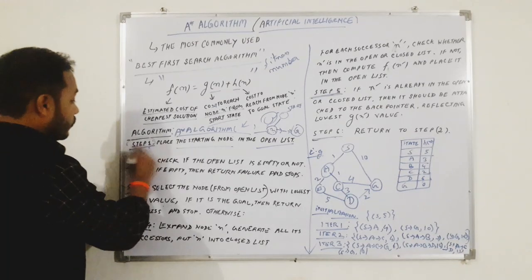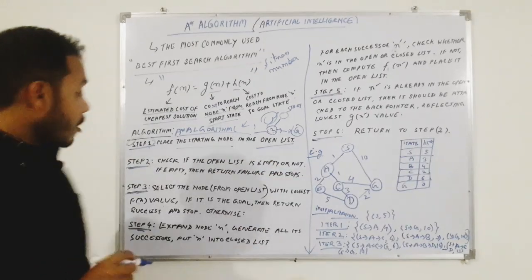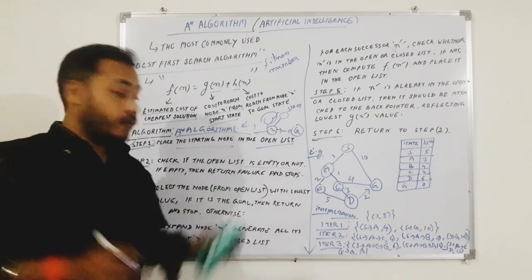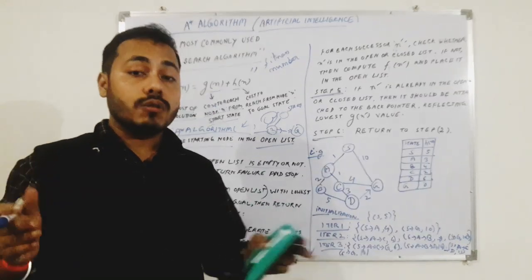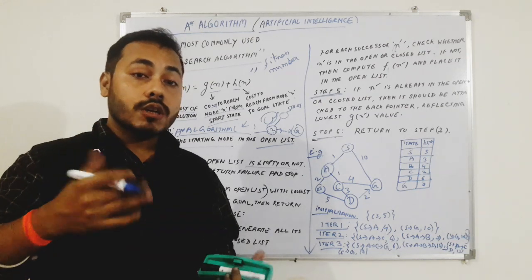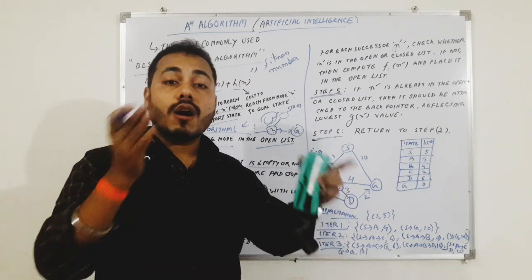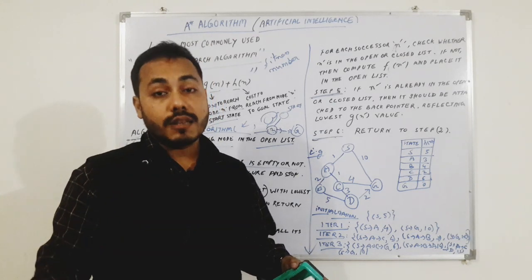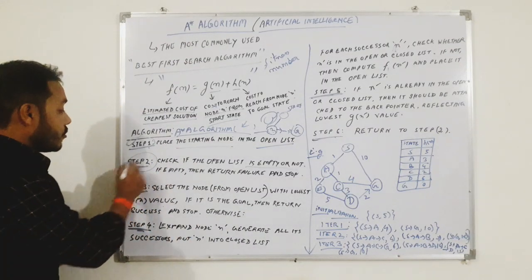Then step 2. This step is clear. Step 2 is to check if the open list is empty or not. If empty, then return failure and stop. Now if the open list doesn't have any node, then how could we conduct the search? We can conduct the search when we have some nodes to visit and evaluate. If there are no nodes in the open list, there is no other option left but to terminate the search and print failure. Clear? So step 2 is very clear to you.